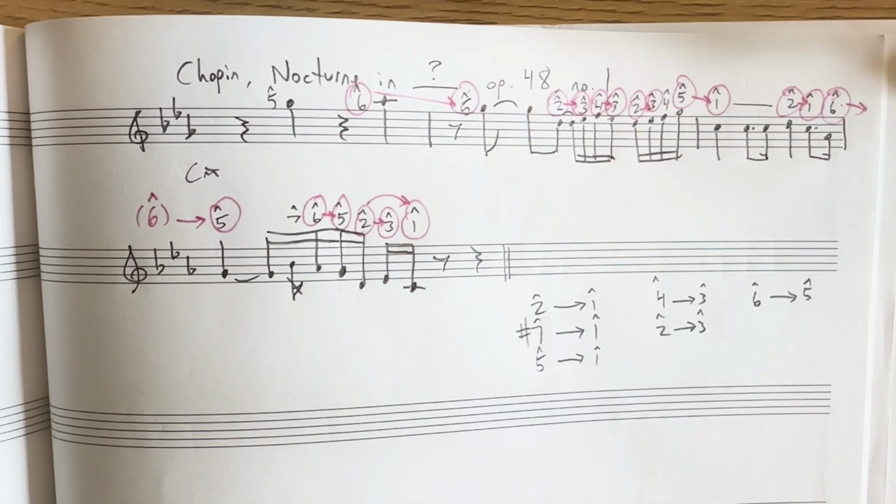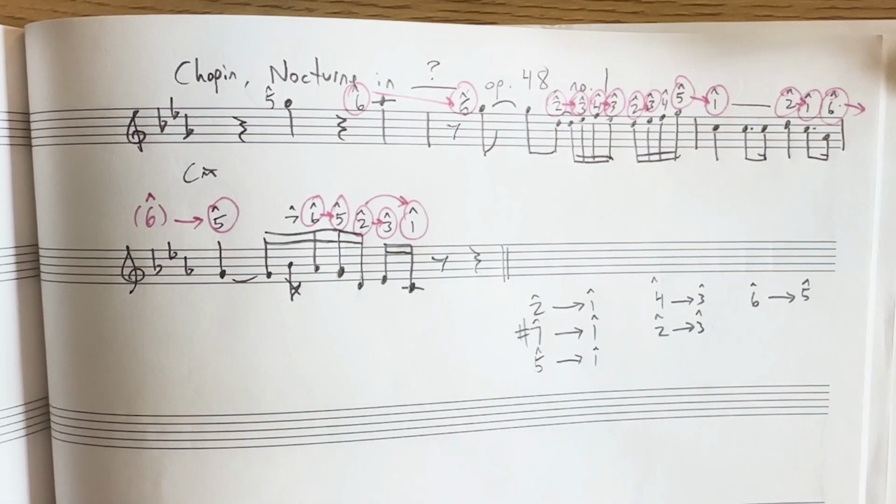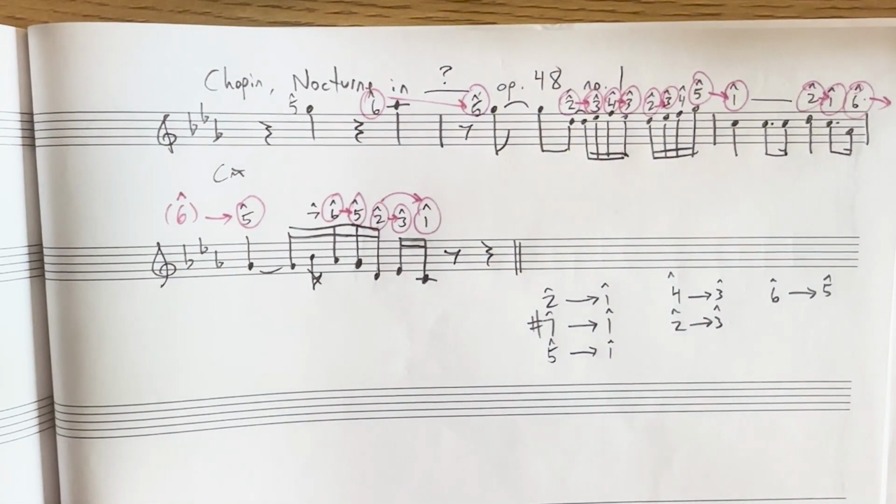The proximity of these notes helps you to be able to group them together so that the 3 doesn't feel like the ultimate landing point. It's rather the 1, which is more stable. So this is how we would conduct this sort of analysis in a minor key.